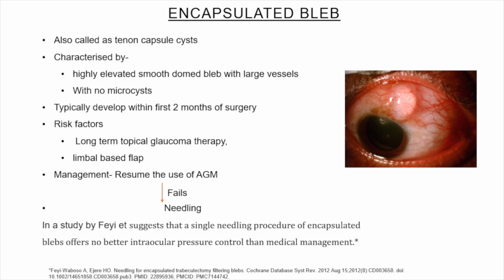The next is the encapsulated BLEB, also known as a tenon capsule cyst. It is characterized by a highly elevated, smooth dome-shaped BLEB with large vessels around it, with no microcysts. It typically develops within the first 2 months of the surgery, and the risk factors are long-term topical glaucoma therapy and a limbus-based flap. The usual management is to resume the anti-glaucoma medications, that is aqueous suppressants, and if it fails, we can do needling.